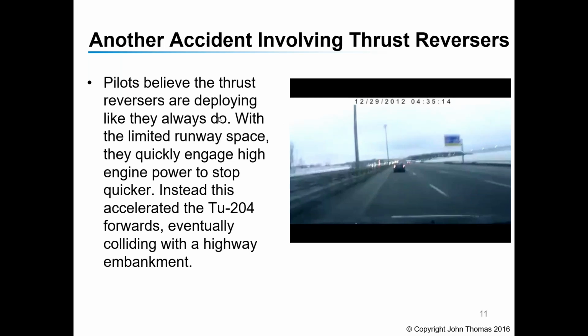In this case, the pilots, believing that the reverse thrusters are deploying like they always do, and having limited runway space because they landed a little late, quickly engaged high engine power to stop quicker. But instead, because the reverse thrusters didn't come on, it accelerated the plane forward, eventually colliding with a highway embankment.